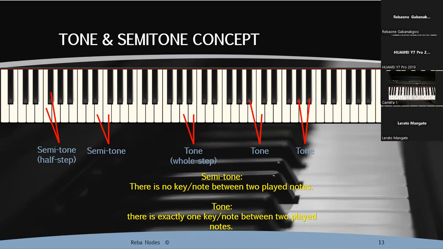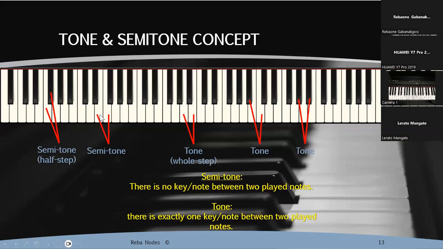In the context of a piano, a semitone simply means you are playing 2 notes or 2 keys. You are pressing 2 keys such that there is no key in between. All right, as you can see here, I've got a semitone because this is a semitone here. Why? Because there is no key between that white key and that black key. So that's a semitone.